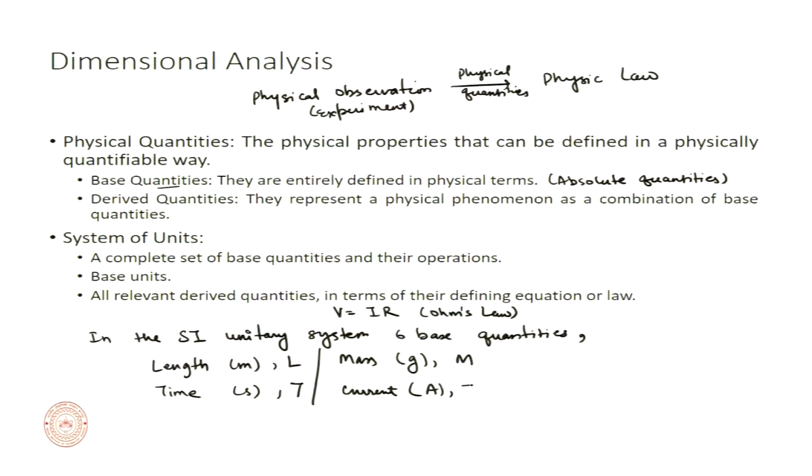This is measured in amperes. You can typically use I. Then the number of moles or number of species that are present. This is given in moles or species, mostly written as N. And then you have luminosity. The unit is candela or cd. Okay. And there are different ways to write this. You can use I, or well, I is used for current. Based upon how it is used, you can define some symbol for it. But these are the 6 base quantities that are present.